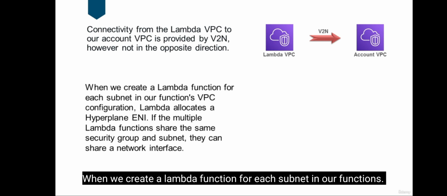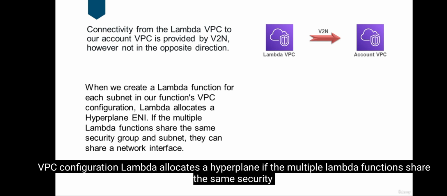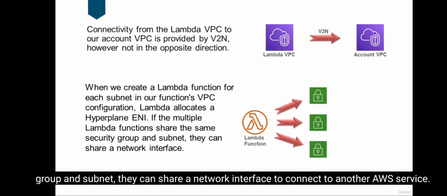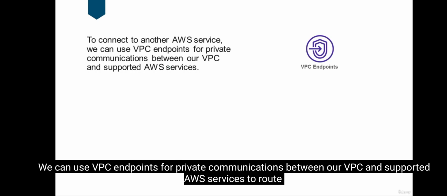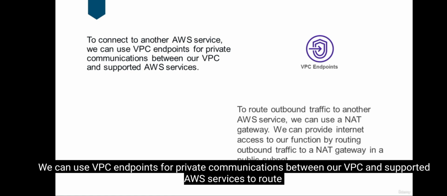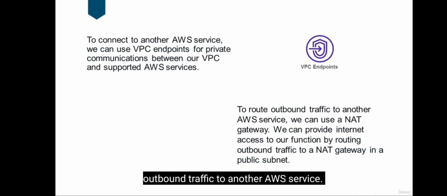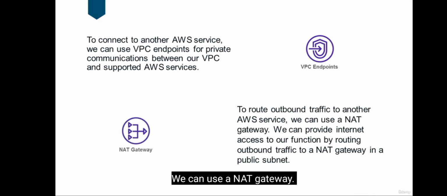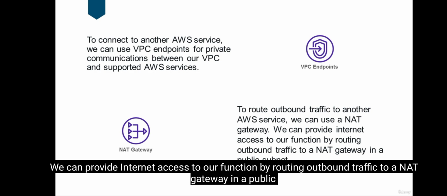however, not in the opposite direction. When we create a Lambda function, for each subnet in our function's VPC configuration, Lambda allocates a Hyperplane ENI. If multiple Lambda functions share the same security group and subnet, they can share a network interface. To connect to another AWS service, we can use VPC endpoints for private communications between our VPC and supported AWS services. To route outbound traffic to another AWS service, we can use a NAT gateway. We can provide internet access to our function by routing outbound traffic to a NAT gateway in a public subnet.